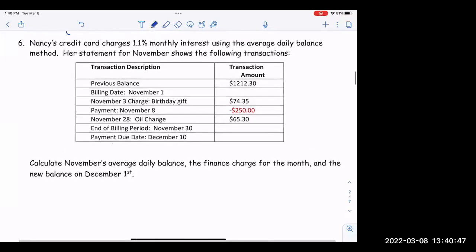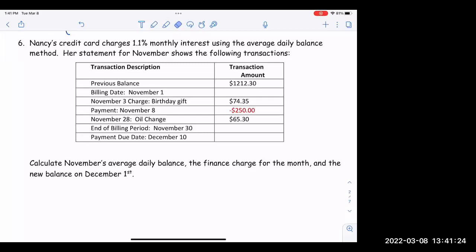All right, so I've got an example here of an average daily balance problem with a credit card. In this case, it says Nancy's credit card charges 1.1% monthly interest. Honestly, for a credit card, that's kind of a low interest rate. So using the average daily balance method, this is her statement for November. You can see it lists her previous balance. At the start of November, she owed $1,212.30.